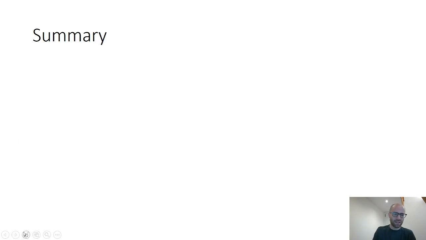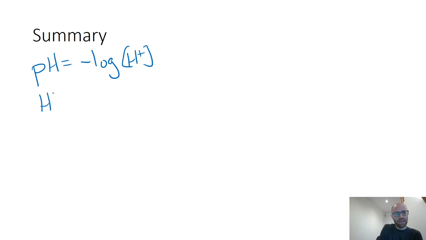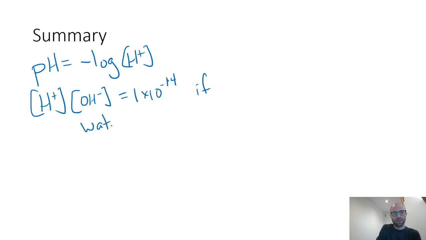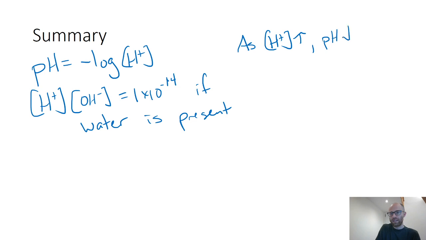So just to sum things up, pH equals the negative log of the H plus ion concentration. The H plus concentration times the OH minus concentration equals 1 times 10 to the negative 14th if water is present. As H plus goes up, pH goes down, and then there's a bunch of relationships that come out of that. We said that pH plus pOH is equal to 14.